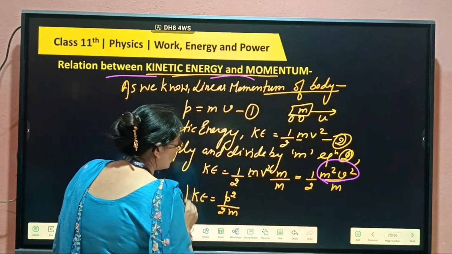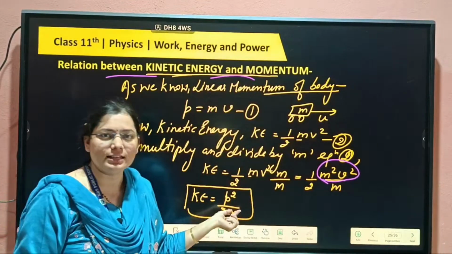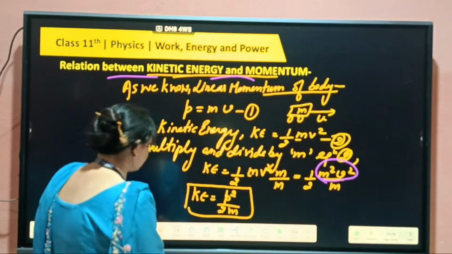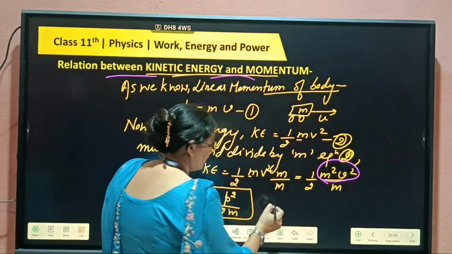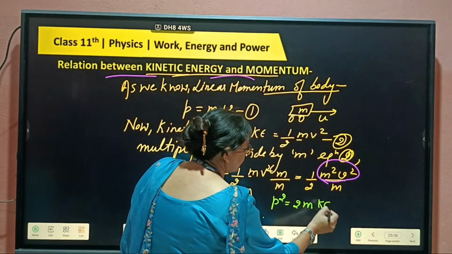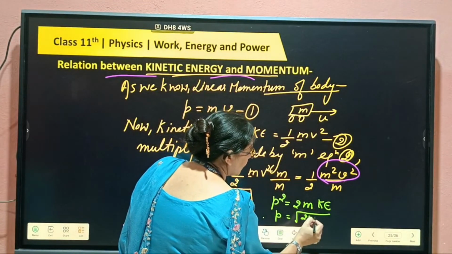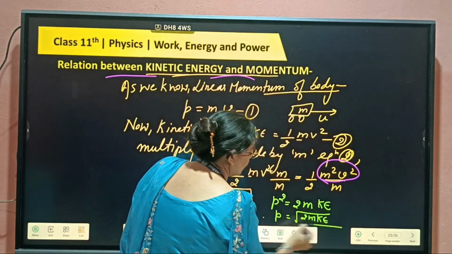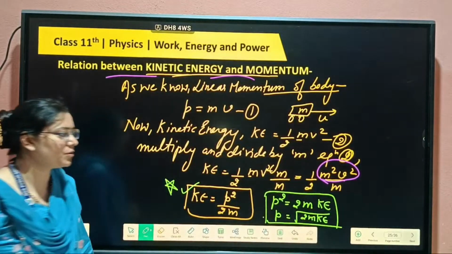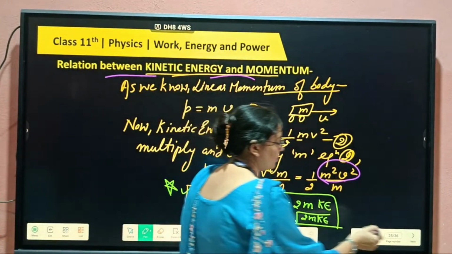That is an important relation, beta. This relation is between your kinetic energy and the linear momentum. So you can write this relation like this also: p square equal to 2m kinetic energy. Okay, then take this side, then here 2m kinetic energy. This is the momentum-energy relation. Okay, this is our important relation between kinetic energy and momentum.